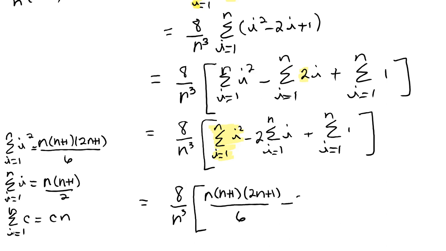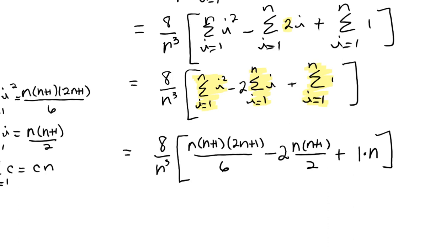The next one, I've got a minus 2, and I'm going to use the formula on this portion, sum i equals 1 to n of i, and that's n times n plus 1 over 2. And then the last formula, sum i equals 1 to n of 1, we'll use the formula about summing a constant. So our constant is 1 times n.